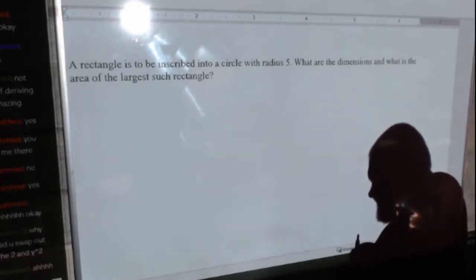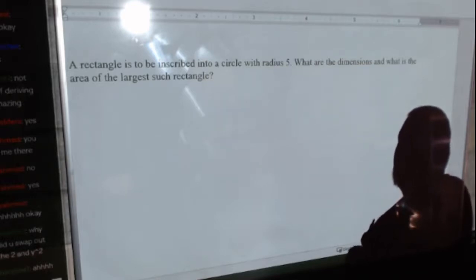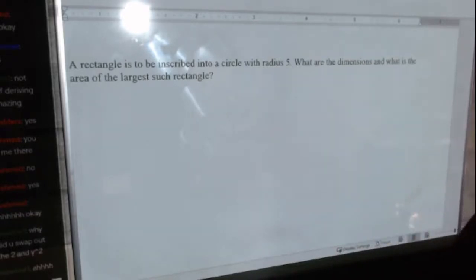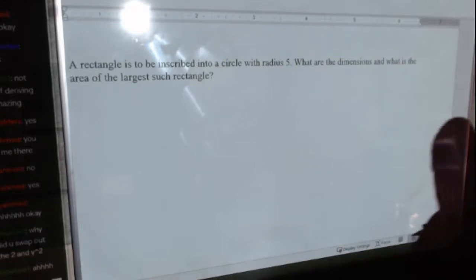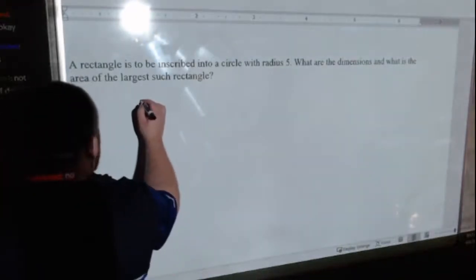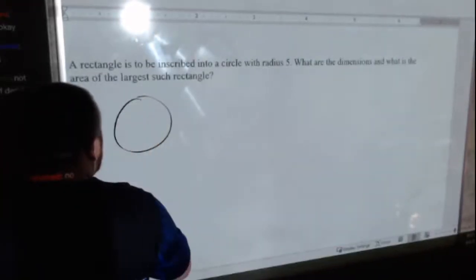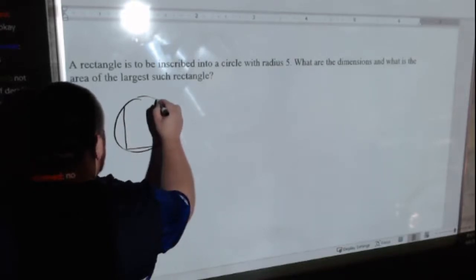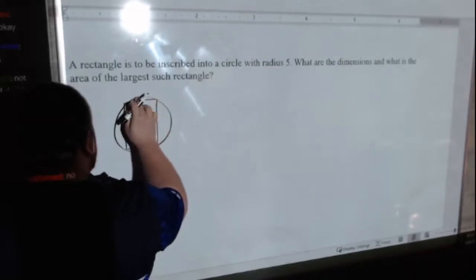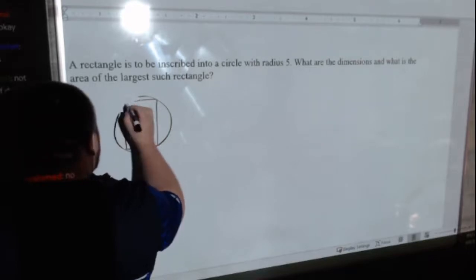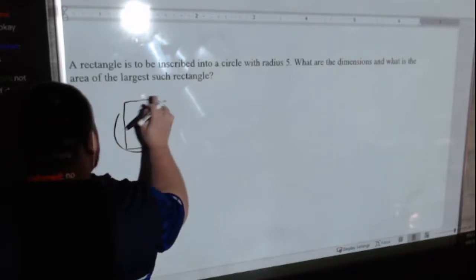So a rectangle is to be inscribed into a circle with radius 5. What are the dimensions and what is the area of the largest such rectangle? So what do they mean inscribed? Well, they really just mean we've got a circle, and inside of said circle is some kind of rectangle, and all four corners of the rectangle have to touch the circle. Probably the best way to say it.